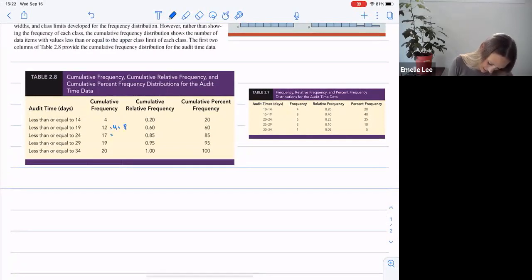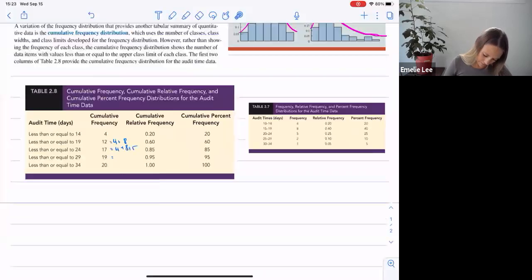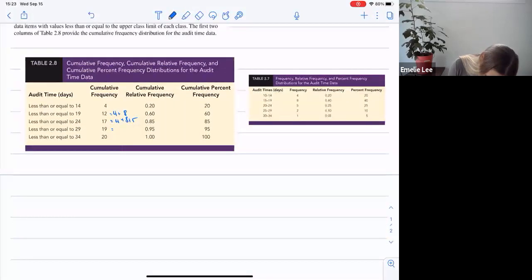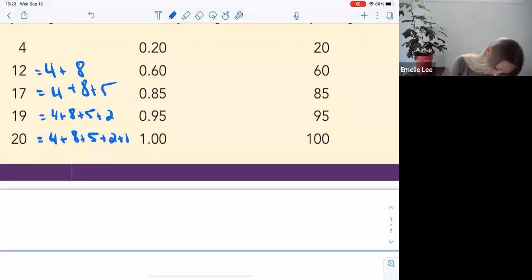4 plus 8. This one is 4 plus 8 plus 5. Gonna run out of room. 4 plus 8 plus 5 plus 2, and then the last one is all of those plus 1. 4 plus 8 plus 5 plus 2, and this one is 4 plus 8 plus 5 plus 2 plus 1.